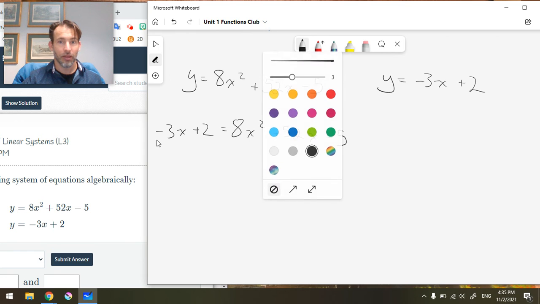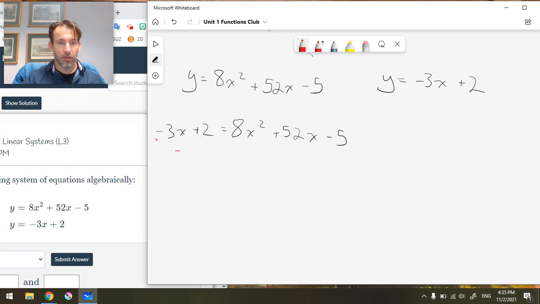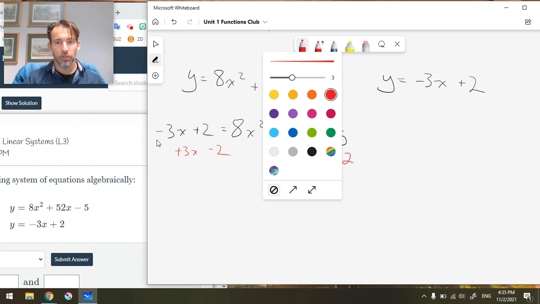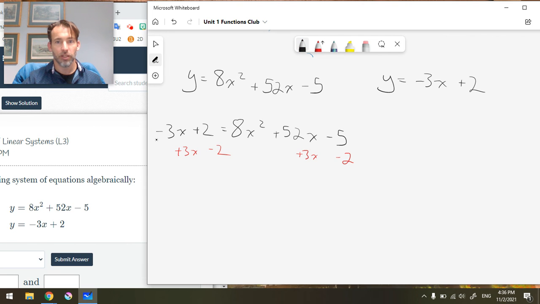Add 3x to both sides and subtract 2 from both sides. Okay, that's going to give you a 0 on one side. Once you've got a 0 on one side, you can find much more easily the values of x that make the equation 0. That's why we do this. That's why we move everything to one side. 0 is equal to 8x squared plus 55x minus 7. Does this factor?